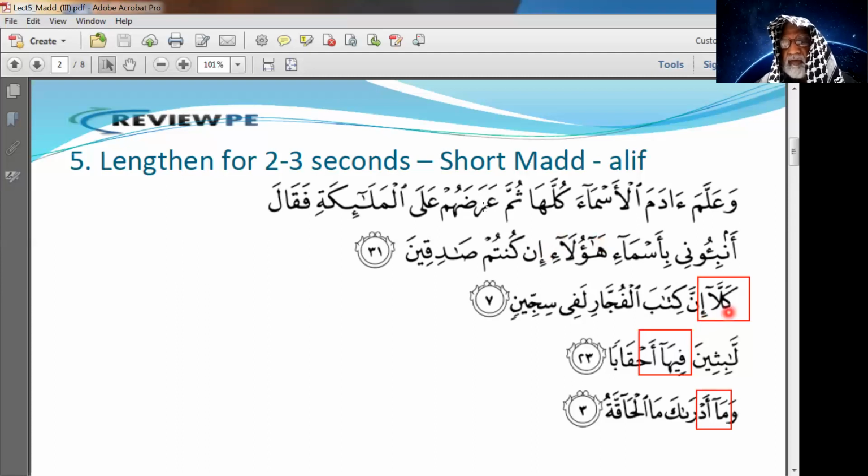So we have kalla inna kitab al-fujjar. Again over here, ha zabar alif hamza, then there's a mad in between. Fiha ahkaba, mim zabar or fatha alif hamza. Wama adrak. So we are extending it for almost 4 units. Okay.